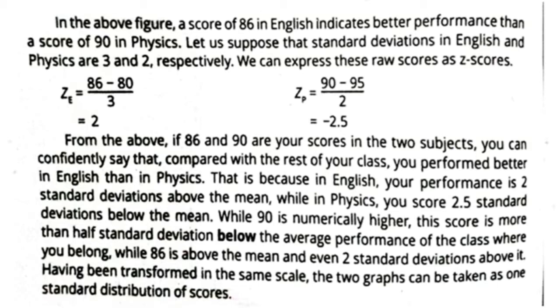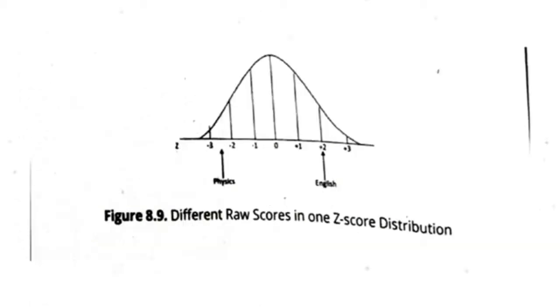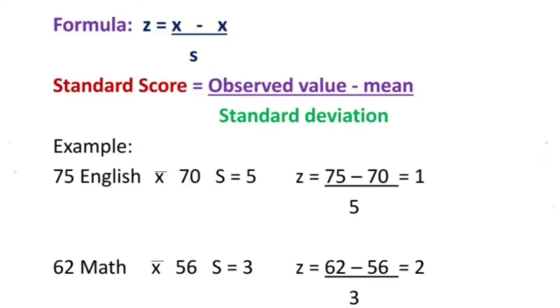Having been transformed to the same scale, the two graphs can be taken as one standard distribution of scores. Figure 8.9, different raw scores in one z-score distribution. So here are examples of z-scores.